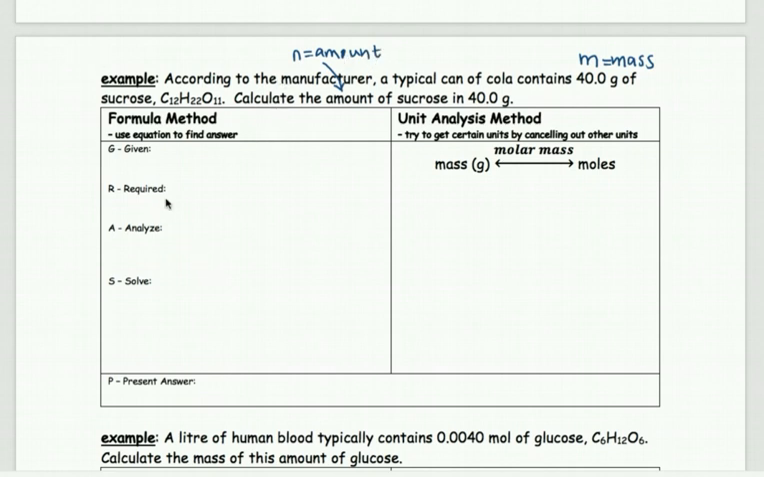Okay, all right, so given the mass, and then you need to find the amount. So you're given the mass, you need to find the amount. All right, and like I said, you always have the molar mass. You've got the formula, so you have the molar mass. Okay, here's the sucrose formula. All right, so I'm going to just stop and quickly calculate that.